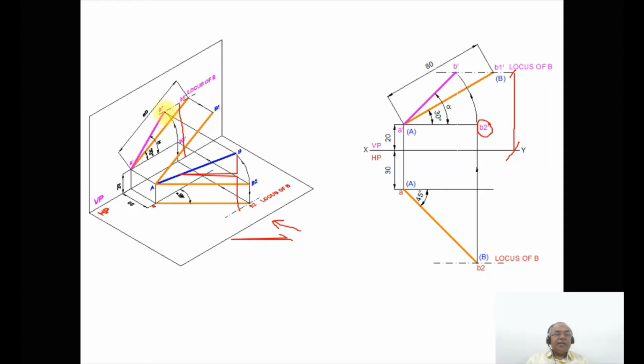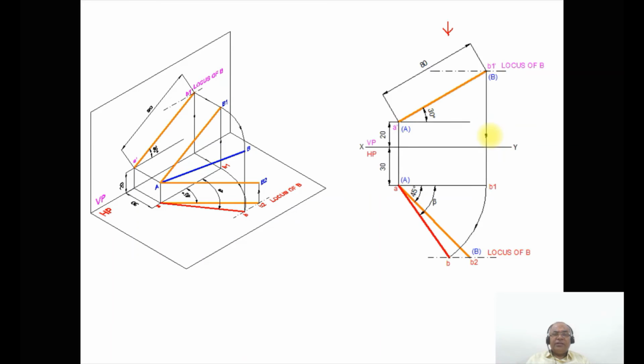It is rotated till it touches the locus of B in the front view, and you mark that point as B dash and join A dash B dash. So you are getting A dash B dash. So alpha is the inclination, which is the apparent inclination made by the front view line with respect to HP. So this is how you will be able to analyze it.